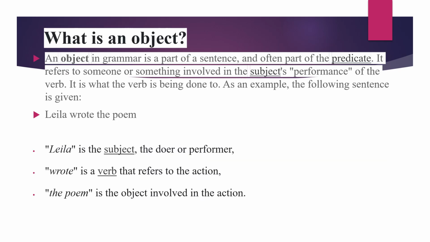So now comes the question of what an object is. An object in grammar is a part of a sentence and often part of the predicate. It refers to someone or something involved in the subject's performance of the verb. It is what the verb is being done to. As an example, the following sentence is given. Leila wrote the poem. So Leila is the subject, the doer or the performer. Wrote is the verb that refers to the action, and the poem is the object involved in the action.